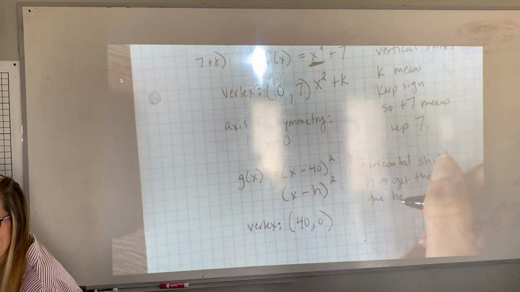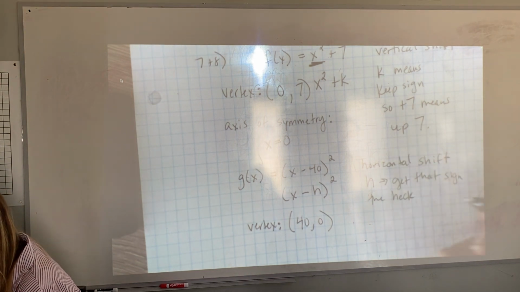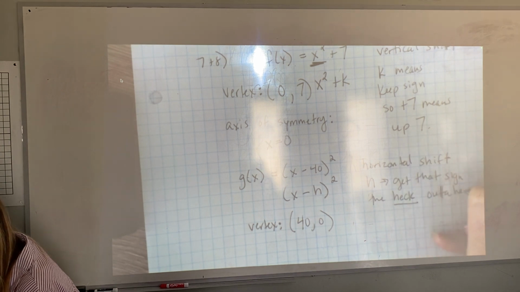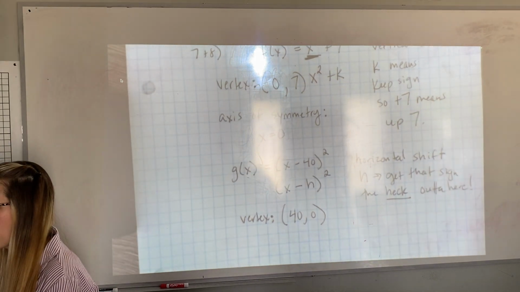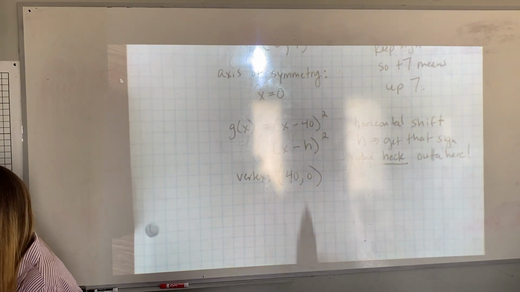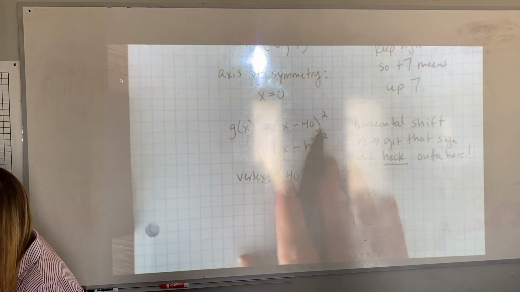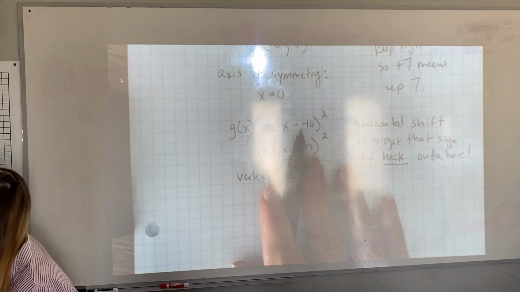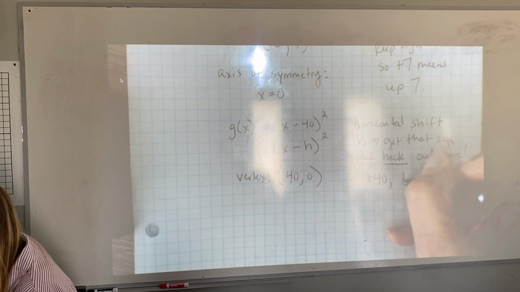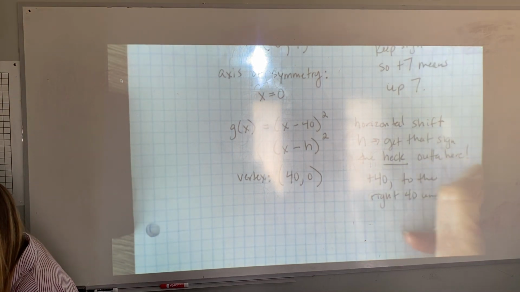get that sign the heck out of here. I don't know how anybody else in math remembers that. This is the only way that I remember to change the sign. Get that sign the heck out of here. So if this says negative 40, my shift is actually going to be positive 40. So it's going to go to the right, to the right 40 units.